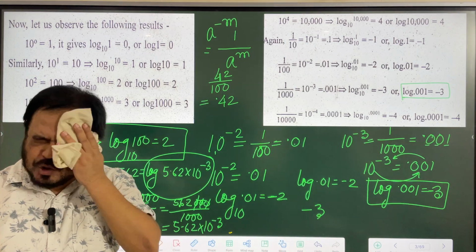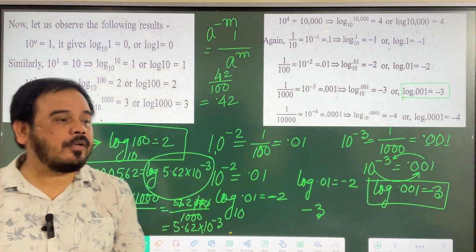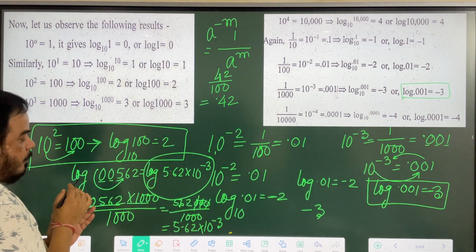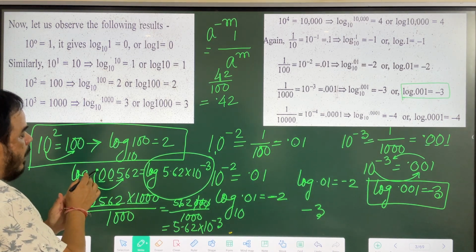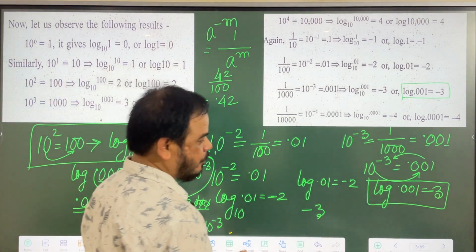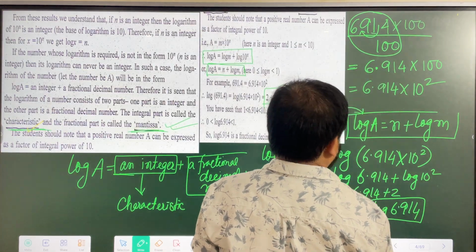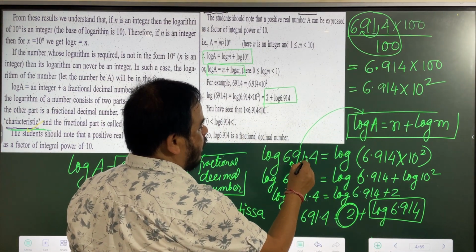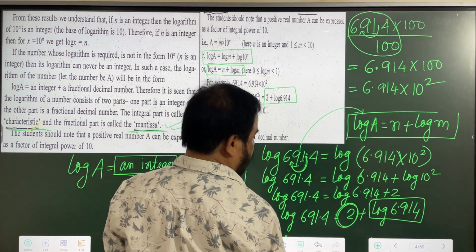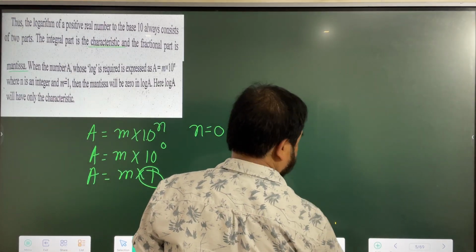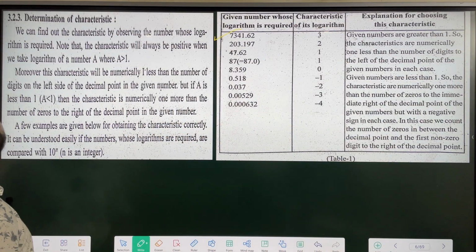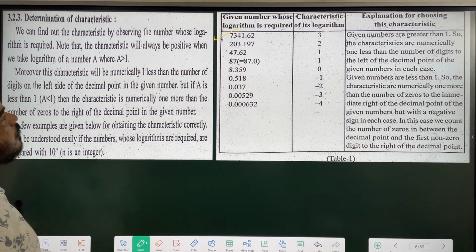So in short, what you have to learn is to see the direction of movement of the decimal. If the decimal moves towards the right hand side, then the power will be negative. If the decimal moves towards the left hand side, then the power will be positive. That is about characteristics. What we are learning? Characteristics. Okay.